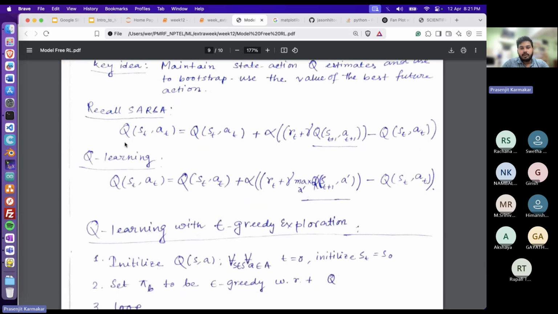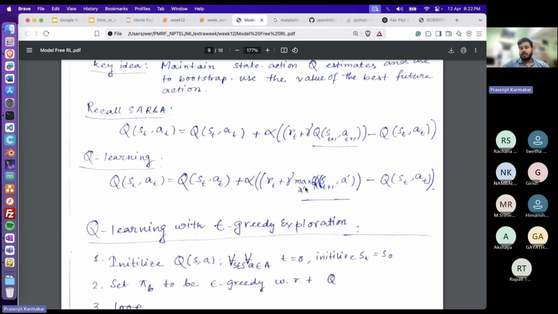The SARSA update equation was Q(S,A) plus alpha times (R(t+1) plus gamma Q(S(t+1), A(t+1)) minus the previous Q). So basically it uses the next action and next state. But in Q-Learning, instead of taking the next action, we take the maximum Q value over all the actions. Here the action is actually sampled from the policy, so if the policy has a suboptimal action, then this Q function is basically suboptimal.